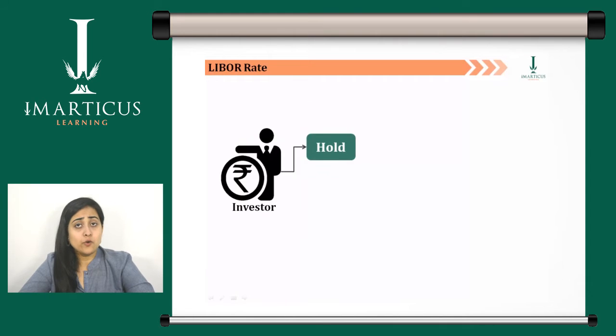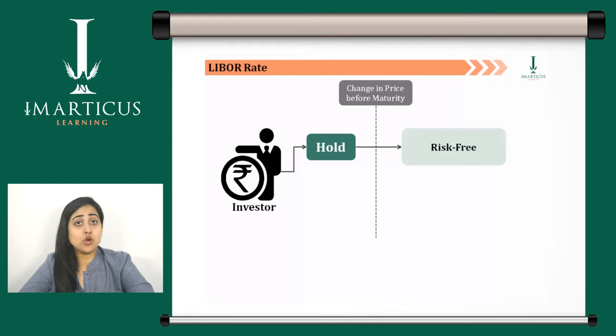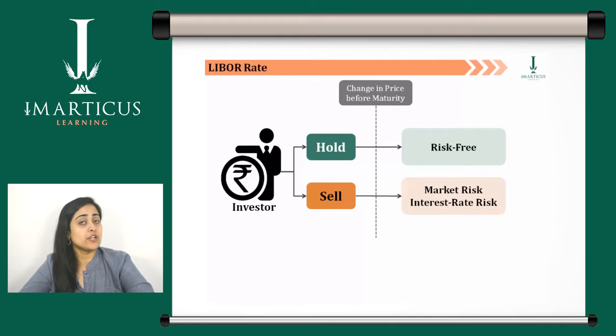For an investor who plans to hold a fixed income security to maturity, the change in its price before maturity is not of much concern or risk. However, for an investor who may have to sell the fixed income security before the maturity date, an increase in interest rates will mean the realization of capital loss. This risk is referred to as market risk or interest rate risk, which is by far the biggest risk faced by an investor in the fixed income market.